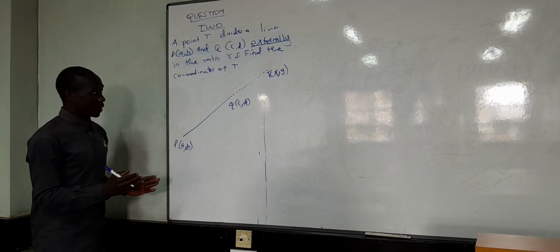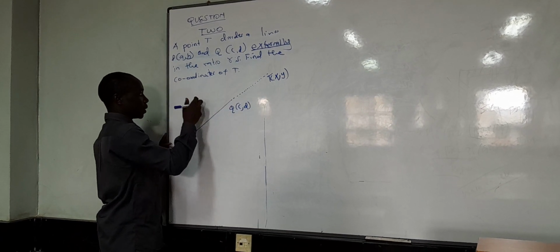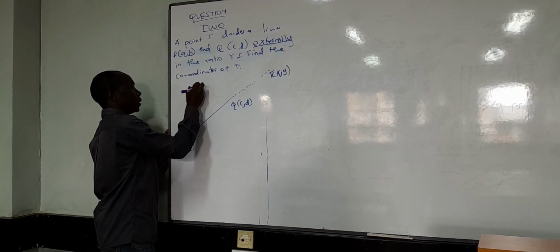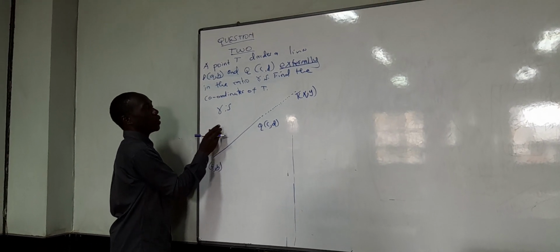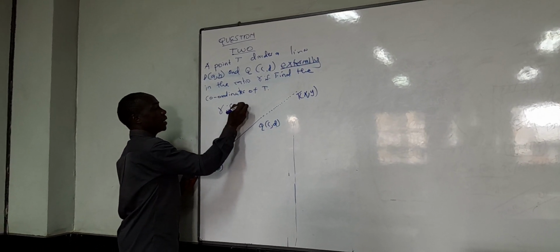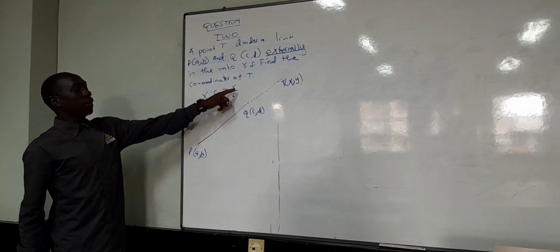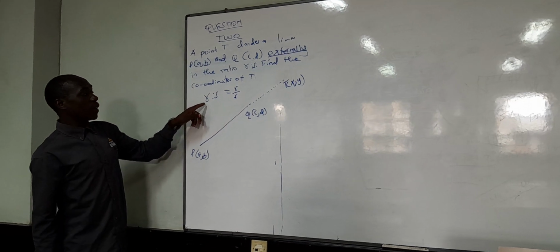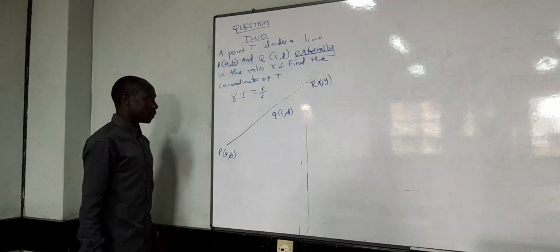Once you have those points, we've been told that the ratio is R to S. Remember, a ratio can also be written in fraction form, so R to S can also be represented as R over S. That's very key, where R is the one that comes first. I'm going to use it to represent the bigger side and S the smaller side.